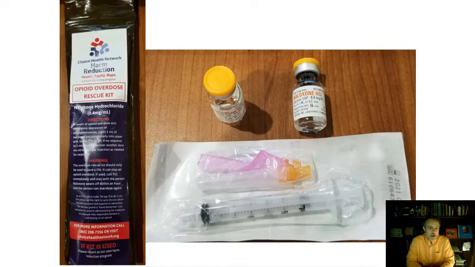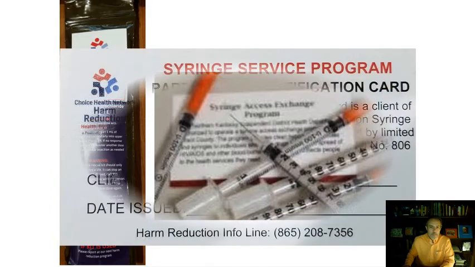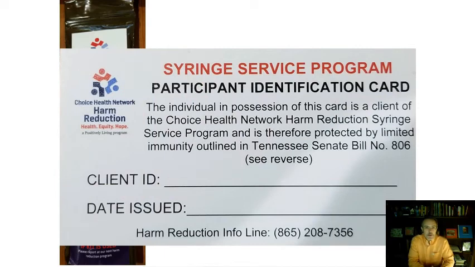These are what the syringes look like. They're simple insulin syringes. They're pennies on the dollar, and in comparison to what it costs to treat an ongoing HIV infection or hepatitis C infection, the cost of these needles pales in comparison. They may also be carrying on their person a Syringe Services Program participant identification card. This is very useful to identify them as someone who's using this service so that their syringes and other things aren't deemed drug paraphernalia and confiscated by officers, putting them in an awkward position legally.